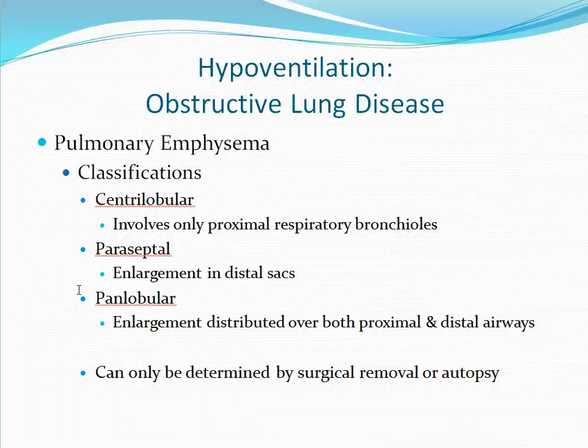Emphysema can be classified in one of 3 different ways. It is called centrilobular if it involves only the proximal respiratory bronchioles. Paraseptal emphysema involves enlargement in the distal sacs, and panlobular involves enlargement that is distributed over both the proximal and the distal airways. These classifications can only be determined either with surgical removal or at the time of autopsy. They cannot be determined clinically.